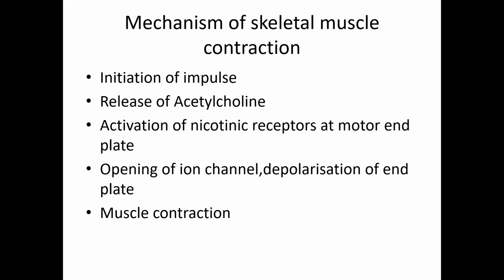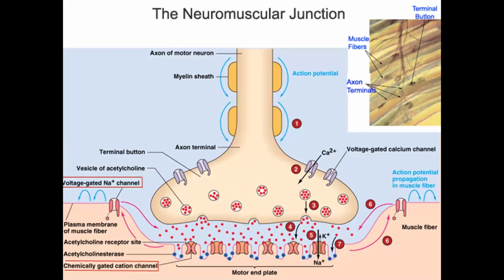So activation of the nicotinic receptors at the motor end plate will lead to opening of the ion channels, that is sodium channels. Because of the entry of sodium from outside to inside the cell, it will lead to depolarization of the end plate and the muscle will contract. This is the normal mechanism of skeletal muscle contraction. And this is the slide showing the normal skeletal muscle motor nerve end plate.